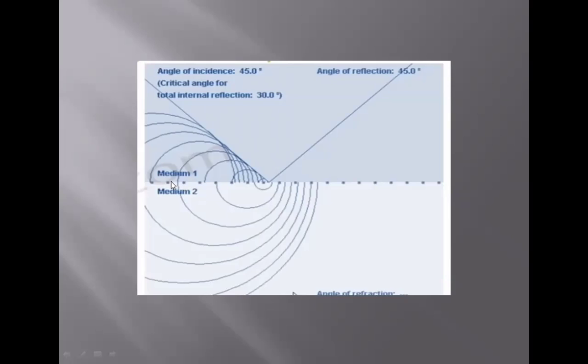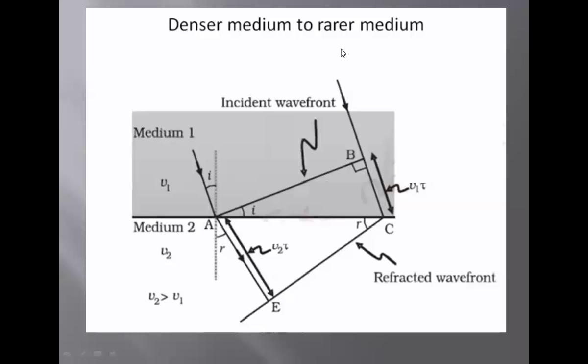Okay, so you understand, at every point. Can you see at every point? At every point the secondary wavelets are created. Okay, this is a denser medium, this is a rarer medium. So when the light penetrates from denser medium to rarer medium, this is the incident ray. This is the incident wavefront. In the last diagram I explained how the incident ray comes as a wave, because in Huygens' principle we are considering light as a wave. If it is considered as a wave, the wavefronts are straight here.